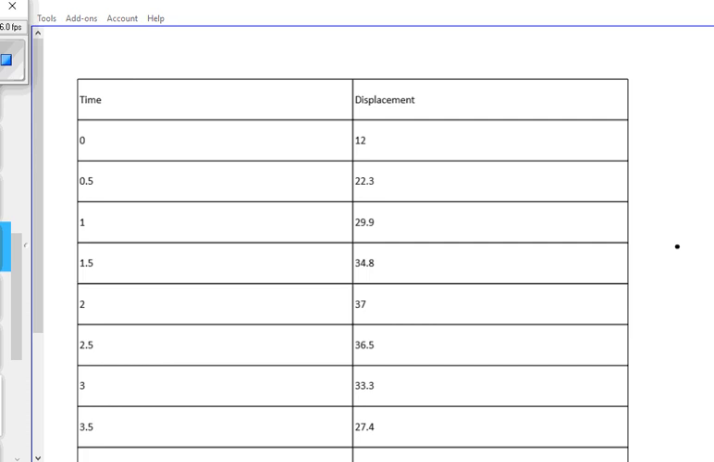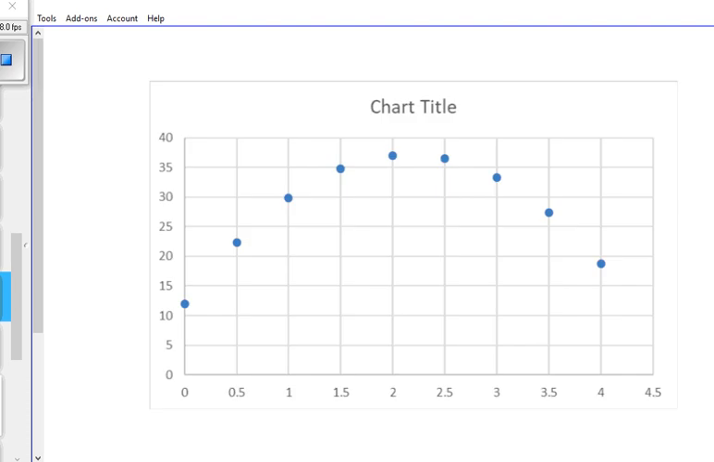This is a video to review derivatives and integrals for Mechanics C for physics. We start with some displacement time data for an object that is moving, and it's listed here in this chart. We put it on a spreadsheet, and it looks like a nice parabola here.